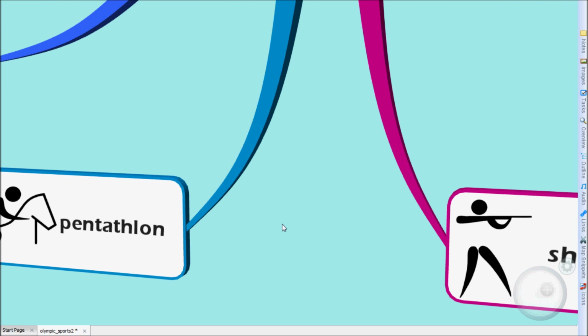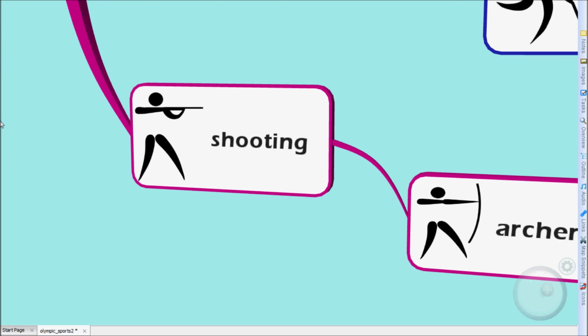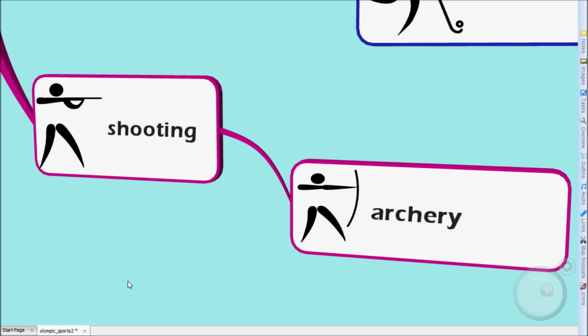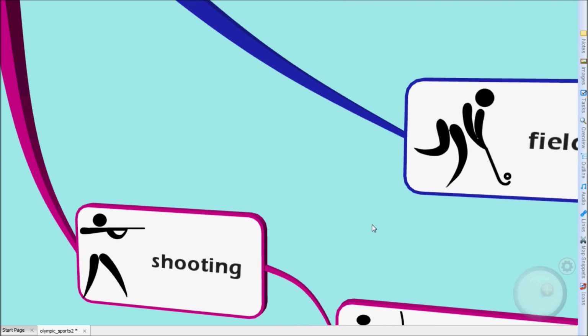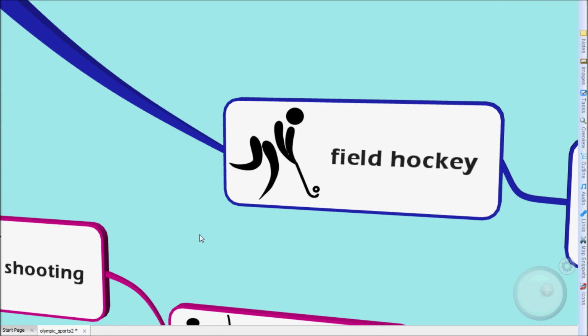Okay, so sports that involve using a weapon to shoot at a target. So there's shooting, that involves guns, and archery, which is with a bow and arrow. Let's have a look at some team sports now. I already used polo, water polo, but here are some other team sports.